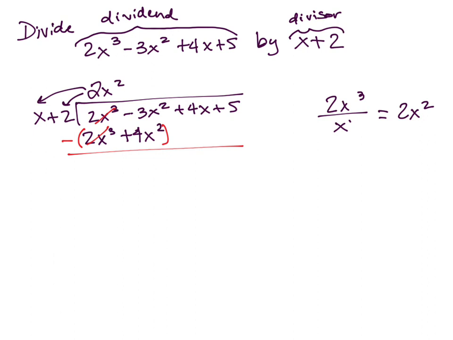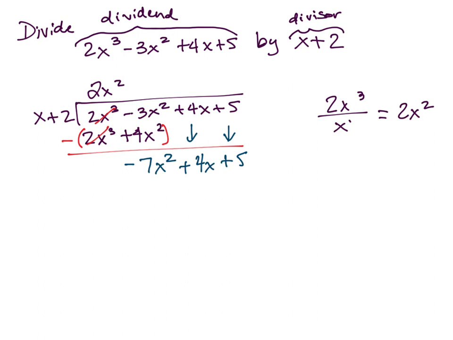Negative 3x squared minus 4x squared. Negative 3 minus 4 puts me at negative 7x squared. Negative 3 minus 4. Dig a hole. And what do we do with the 4x and the 5? Bring them down. So really, it's the same process. It's just much, much, much scarier. Intimidating-er.